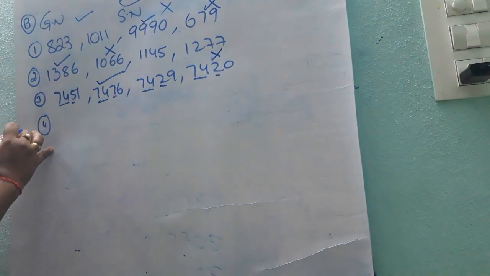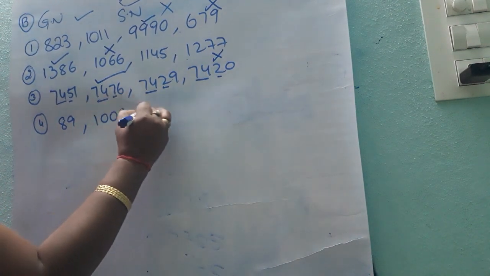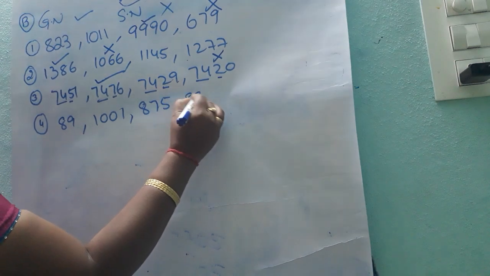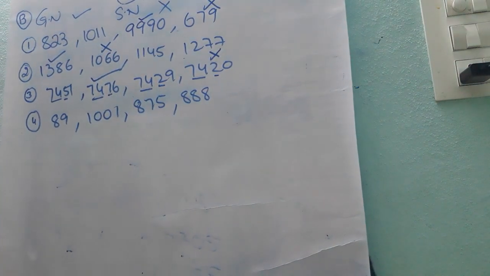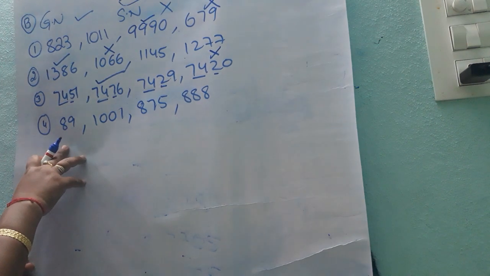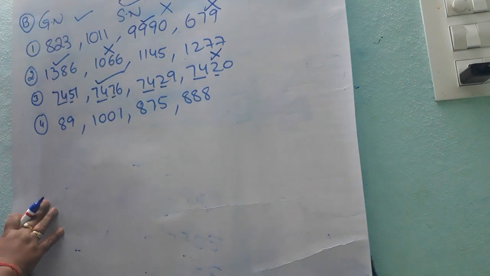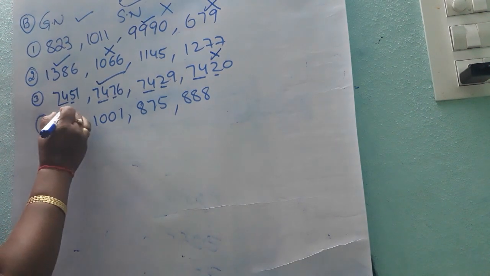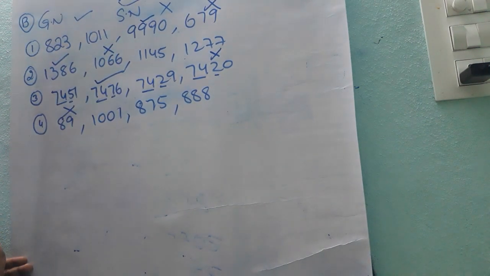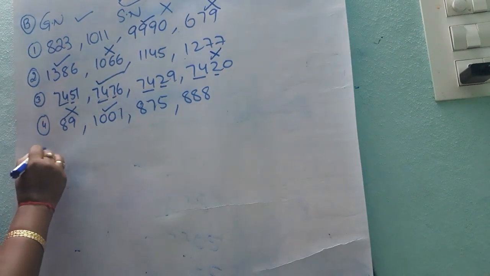Fourth one, 89, 1,001, 875, 888. Here if you observe, all are not having the same number of digits. This one is having 2 digits, this one 4, this one 3 and this one 3. So which is having 2 digits, that is the smaller, give cross mark. Which is having 4 digits, that is the greatest, give tick mark.